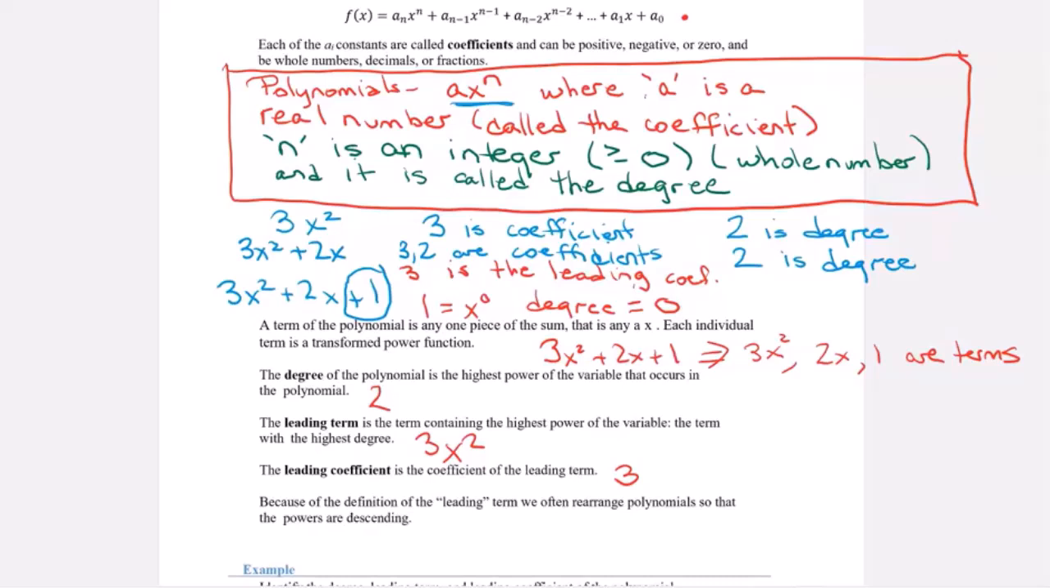That's basically what this says. This right here, notice it starts with x to the n, and it ends with a constant with no x, and the exponents are decreasing.